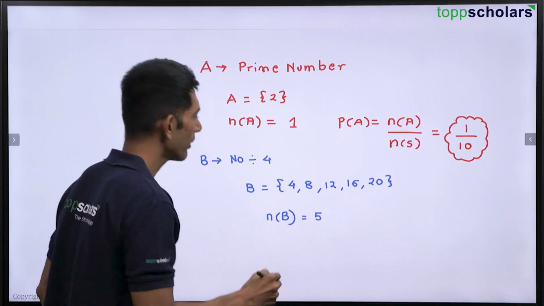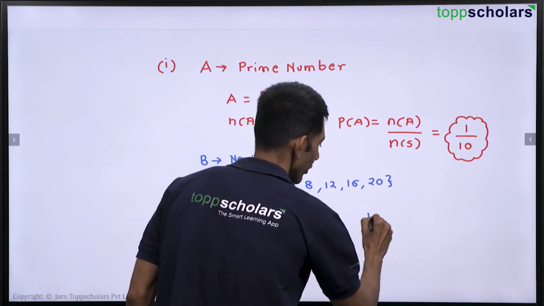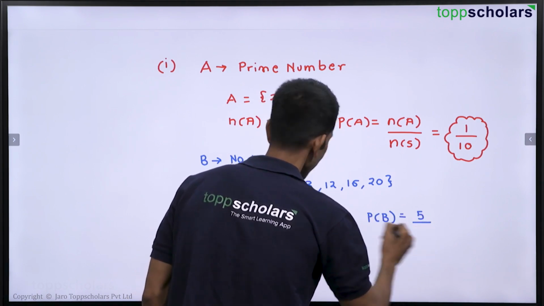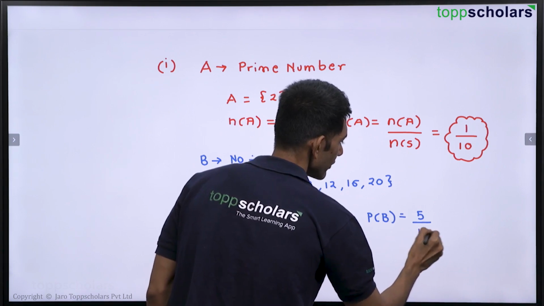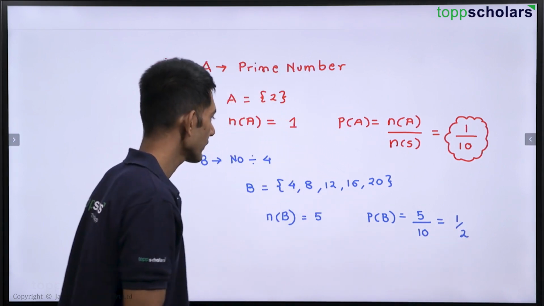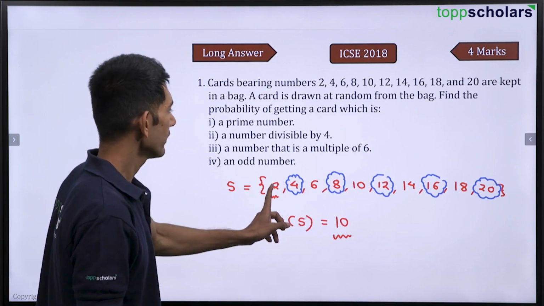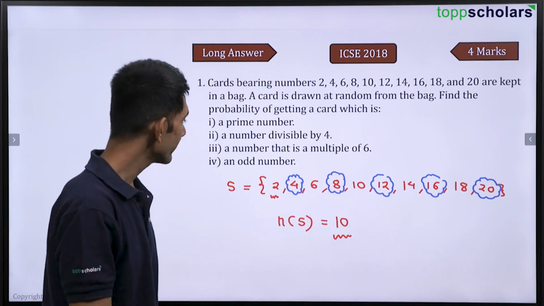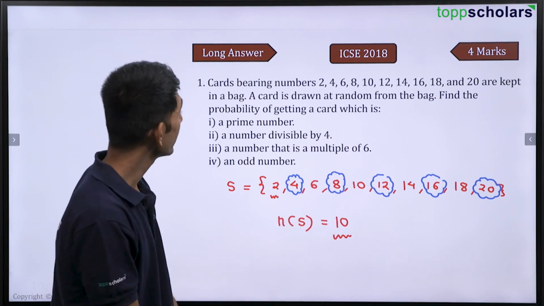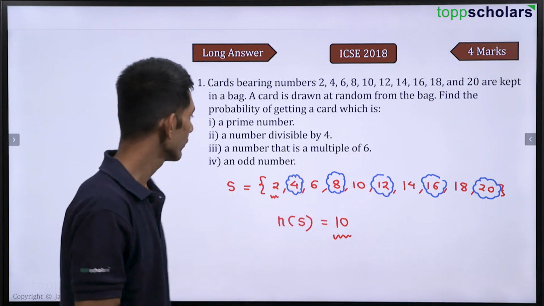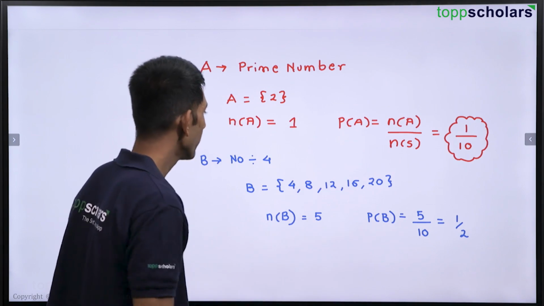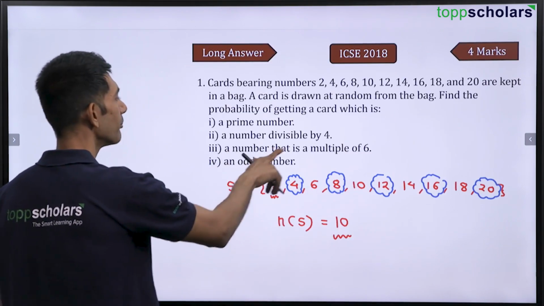What will be the probability of B? The probability of event B is going to be 5 by 10, which is half. Because the total number of elements is 10, and the numbers divisible by 4 are 1, 2, 3, 4, 5. So 5 by 10, which is 1 by 2. Perfect. Now the third part is a number that is a multiple of 6.